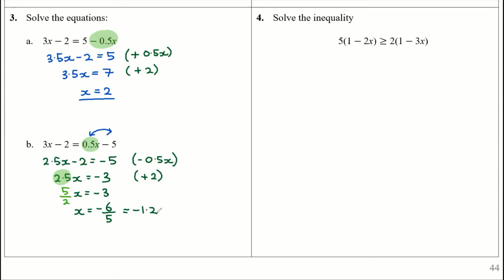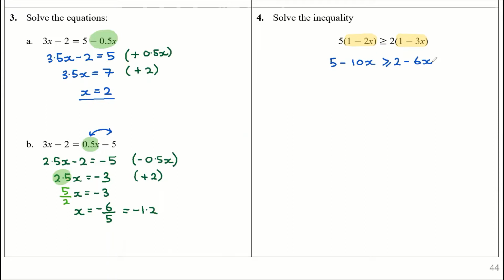At first glance, it looks as though we're going to have to break these brackets open on both sides. So let's do that. So just break open the brackets. So we're going to have 5 subtract 10x is greater than or equal to, and multiply through by 2. So 2 subtract 6x. Okay, multiplying everything by 2 on the right and everything by 5 on the left.